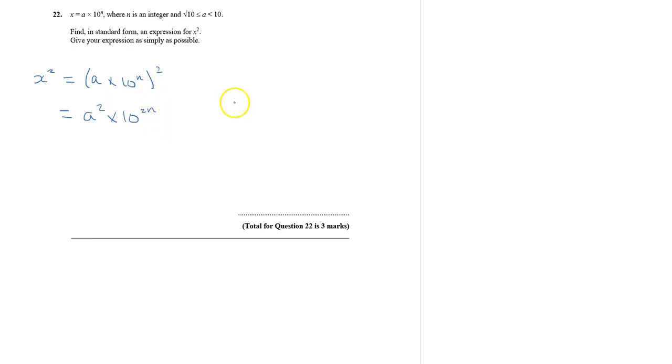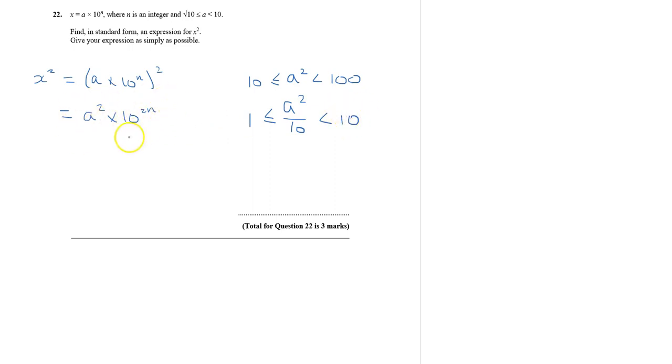Now it's not that straightforward. So if a is between root 10 and 10, that means that a squared will be in between 10 and 100. Now that's important because that will help us in terms of writing it in standard form. Now we know that if it's in standard form, this value here needs to be between 1 and 10. And at the moment it's between 10 and 100. So to make it between 1 and 10, we could divide everything by 10. So if we did a squared divided by 10, that means that a squared divided by 10 would be between 1 and 10. So that would help us.